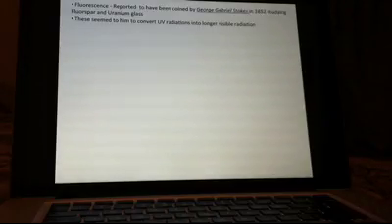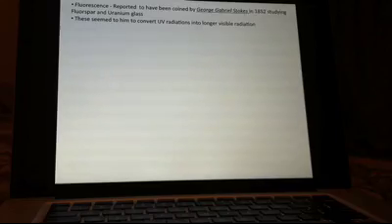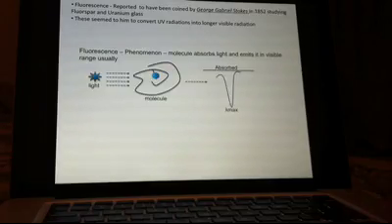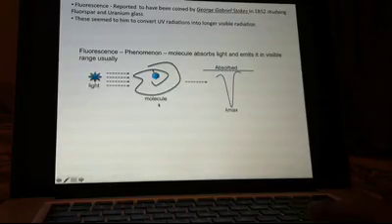So fluorescence has been reported from 1852 by George Gabriel Stokes while he was working on fluorspar and uranium. And these seemed to him to convert UV radiations into longer visible radiations. The principle of fluorescence can be described as the phenomenon where a molecule absorbs light and emits it in visible range.